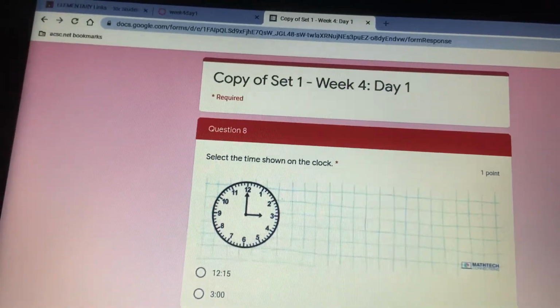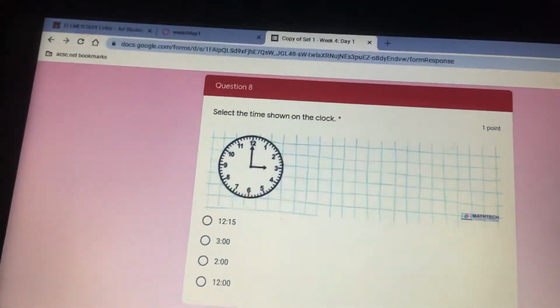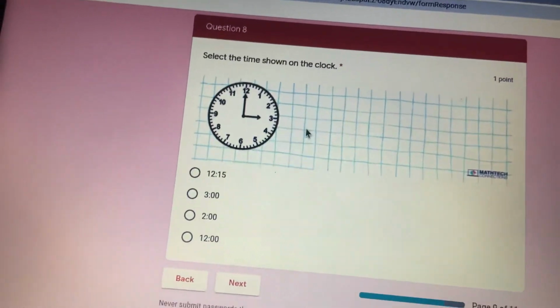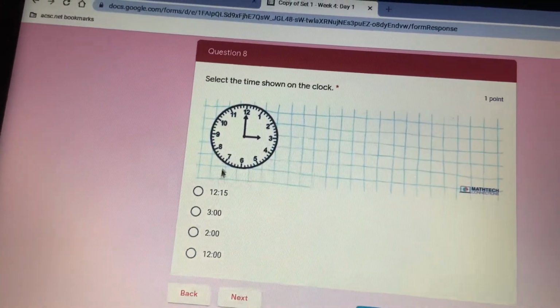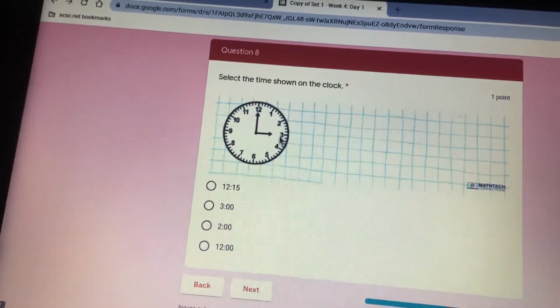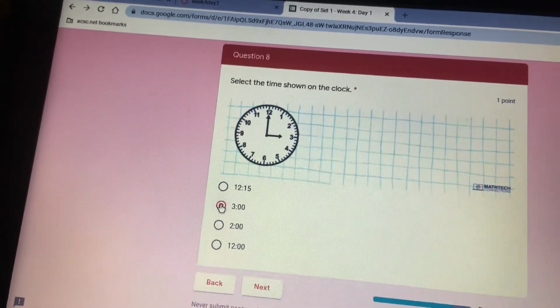The next question is on telling time, and we are working on telling time this week in math, so you're going to look at the clock. Remember, the shorthand is the hour and comes first. So the shorthand is pointing to the 3. So this is the only one that has a 3 in it. So I'm going to choose that for now.